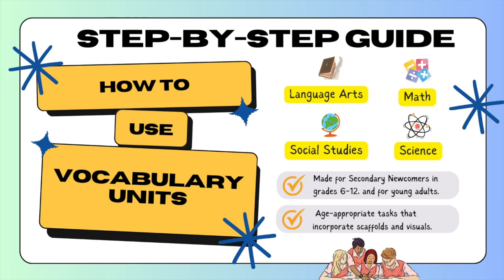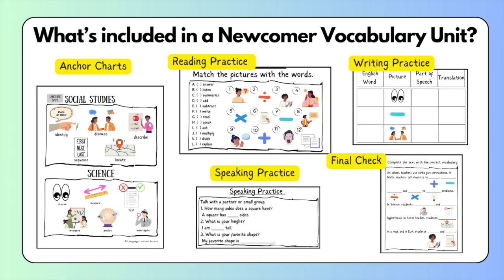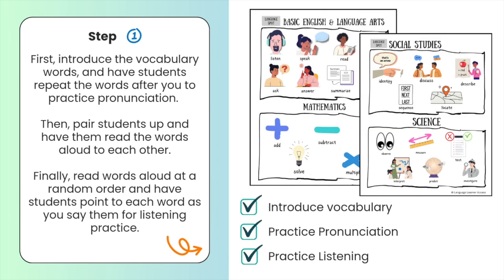Let's get started. So the vocabulary units are made for secondary students and young adults. They are age appropriate with lots of scaffolds. What's included? Anchor charts, reading, writing, and speaking practice, and the final check. So step 1 of using this resource is to introduce the vocabulary words in the anchor charts.